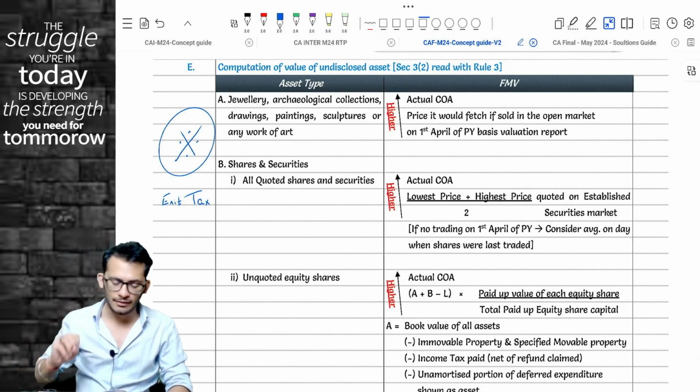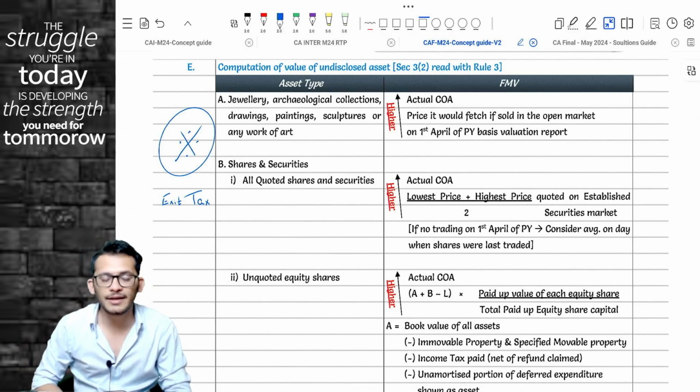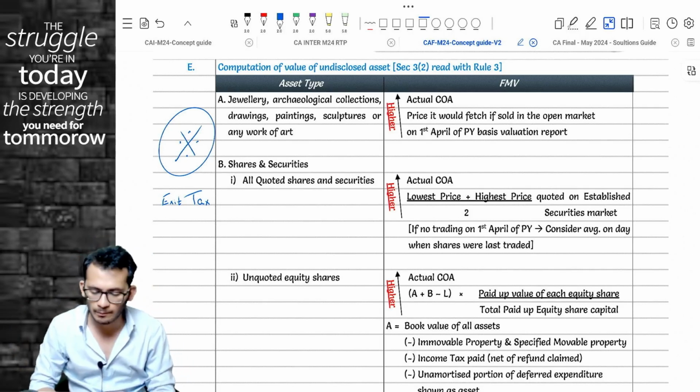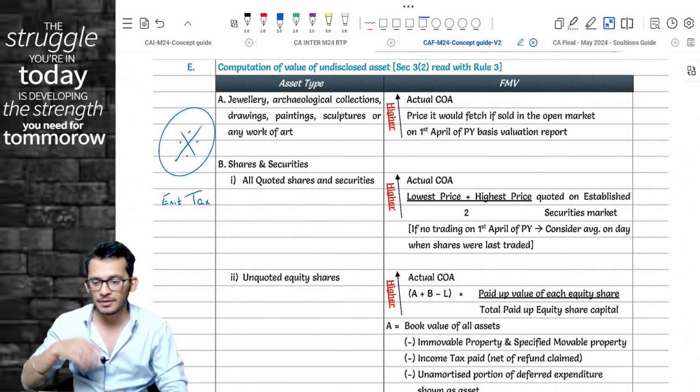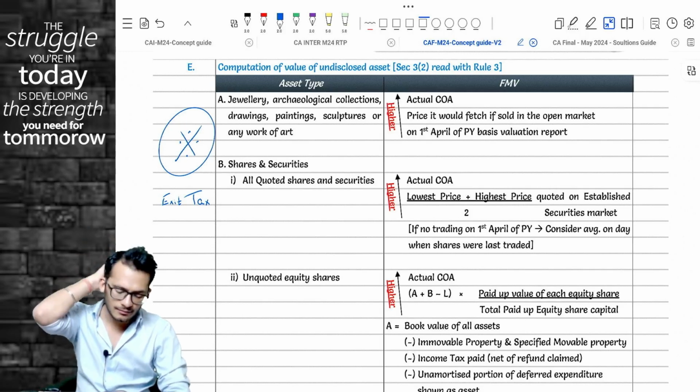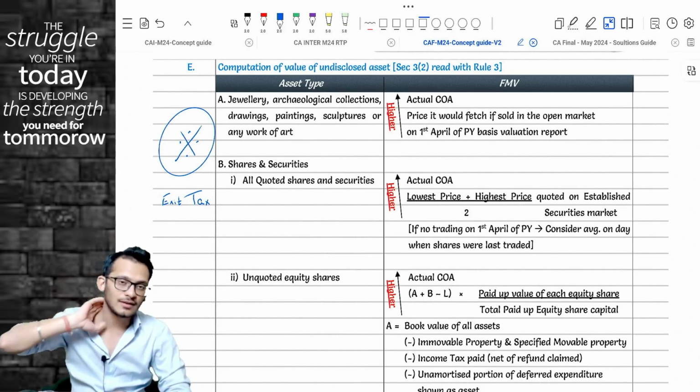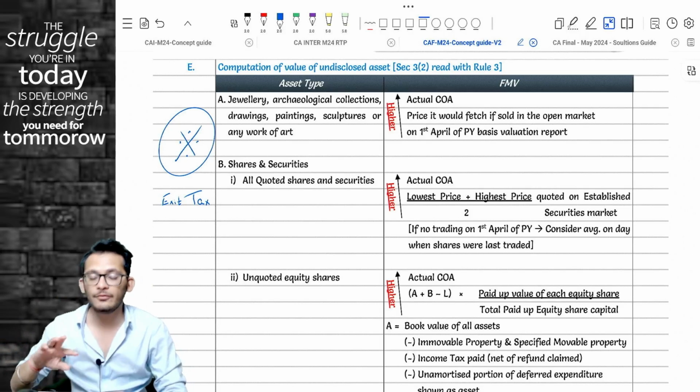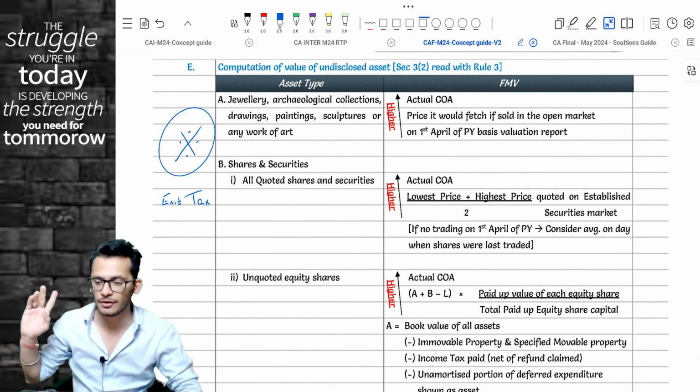Yes. Second one, Rahul, if it is not jewelry, archaeological collections and so on, and it is a simple share or security, the Black Money Act says to tell whether the share or security is a quoted share or an unquoted share. If it is a quoted share, we would have discussed quoted shares, you have to do.